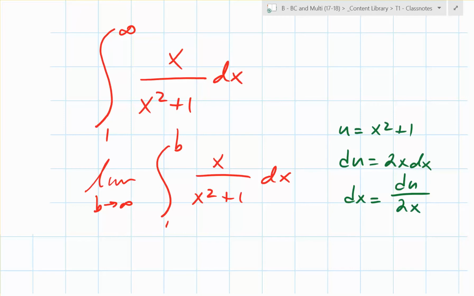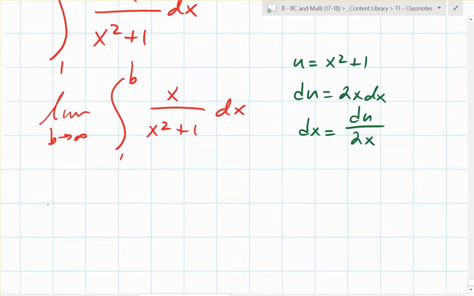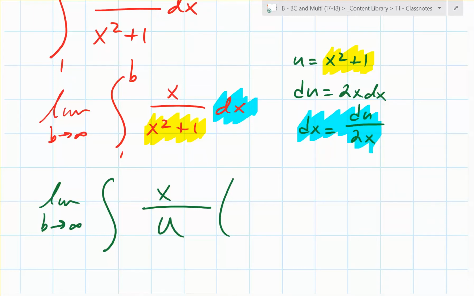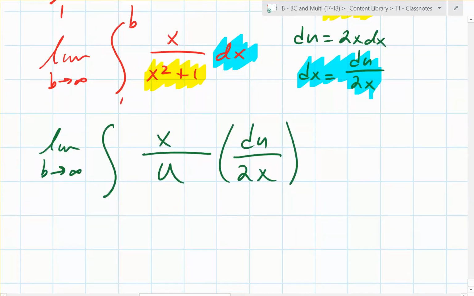Okay, so now when I do that substitution, what do I end up with? The limit as b goes to infinity, the integral of x over what? What is x squared plus 1? U. And what is dx equal to? 2x du. Yes, du over 2x. What's the magical thing that happens right now? The x cancels.